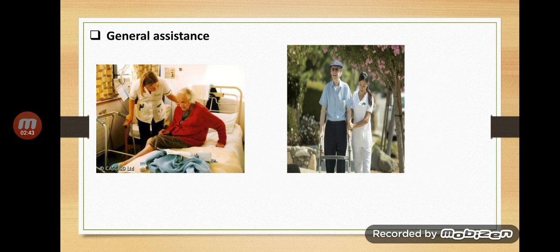Okay, and then next is general assistance. General assistance means getting down from the bed, waking up from the bed, or standing up from sitting position to standing position, and then walking and toileting. All these are general assistance. So all this also we have to assess, whether they can move alone or not, they can change their position alone or not, they can stand up or not, or they can walk alone or not. All these we have to check, and if they need any assistance we have to help them.